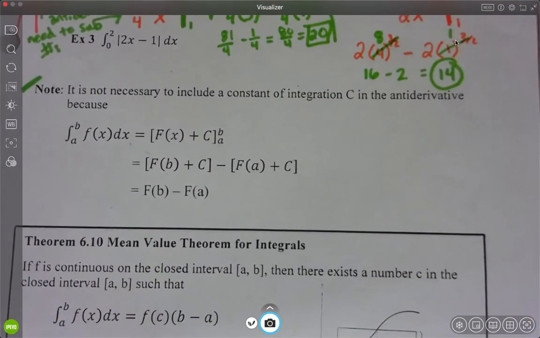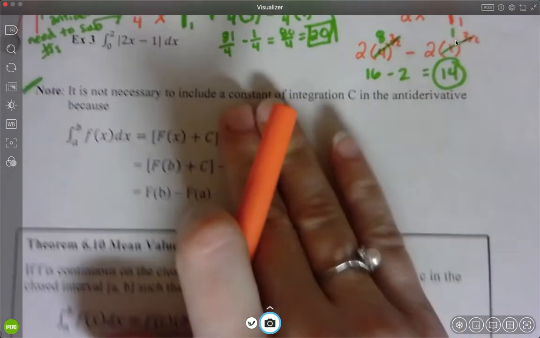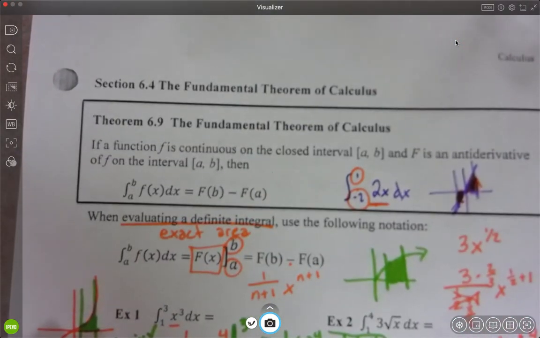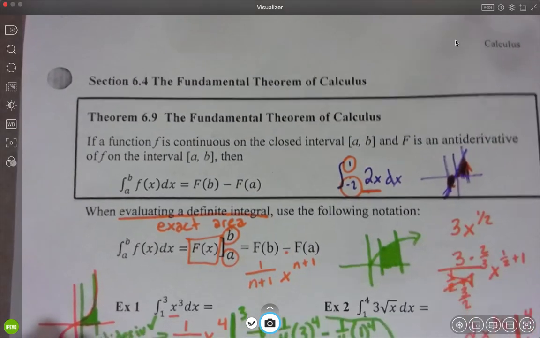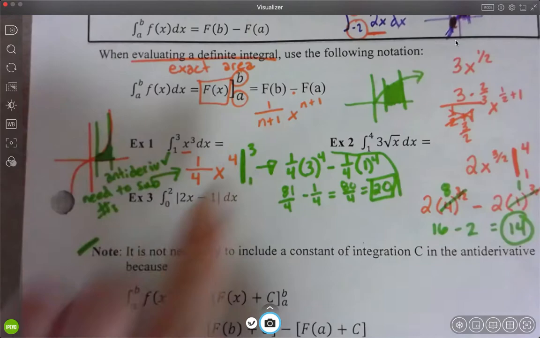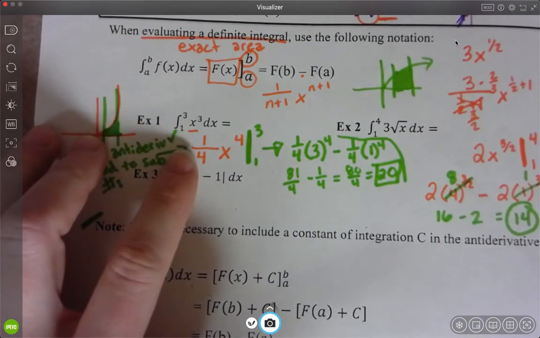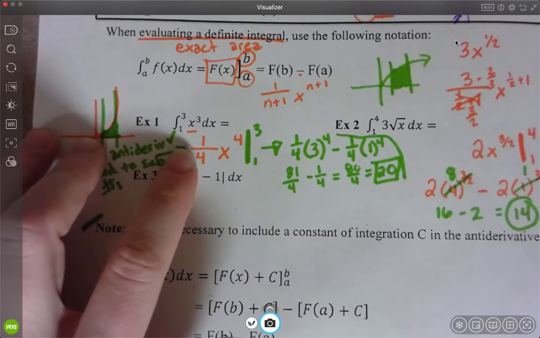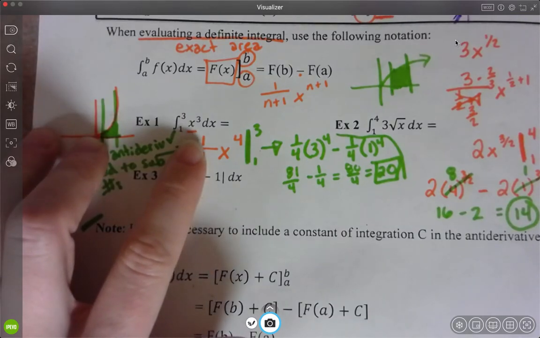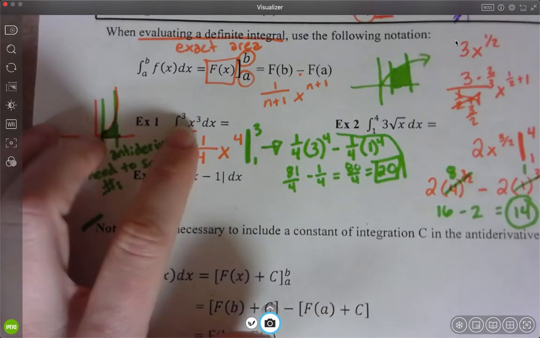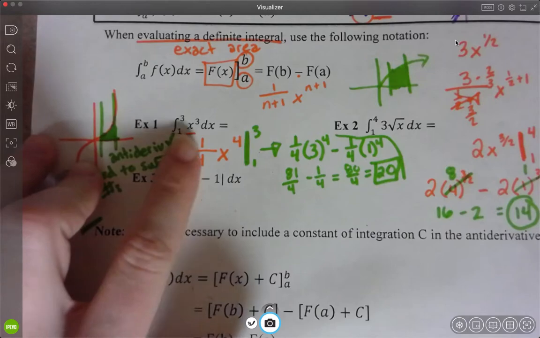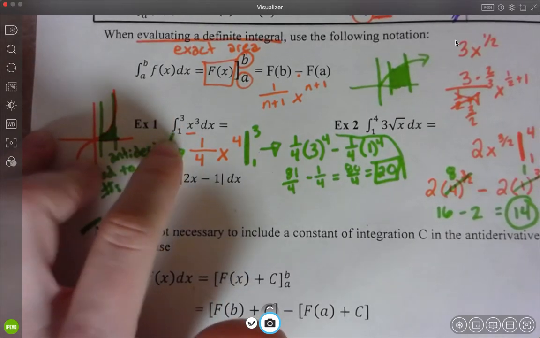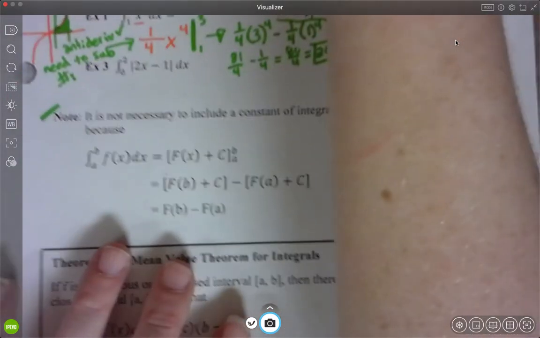All right, Calc kids, this is the second half of section 6.4, which was the fundamental theorem of calculus, taking definite integrals and evaluating those. Just to review from yesterday or the last video, when we were taking a function x cubed and going from 1 to 3, we're trying to find the area underneath that curve. So we take the antiderivative, plug the top number in, subtract what we get when we put the bottom number in. Okay, now this note down here is the next part that I want to talk about.